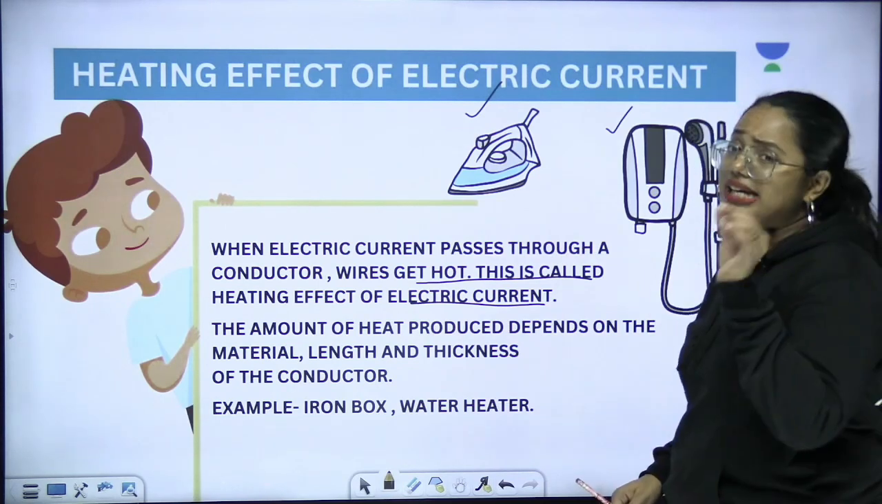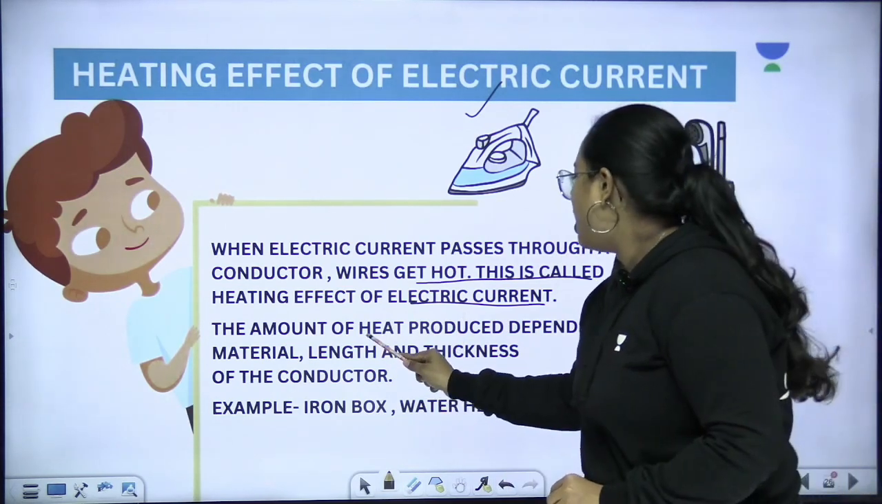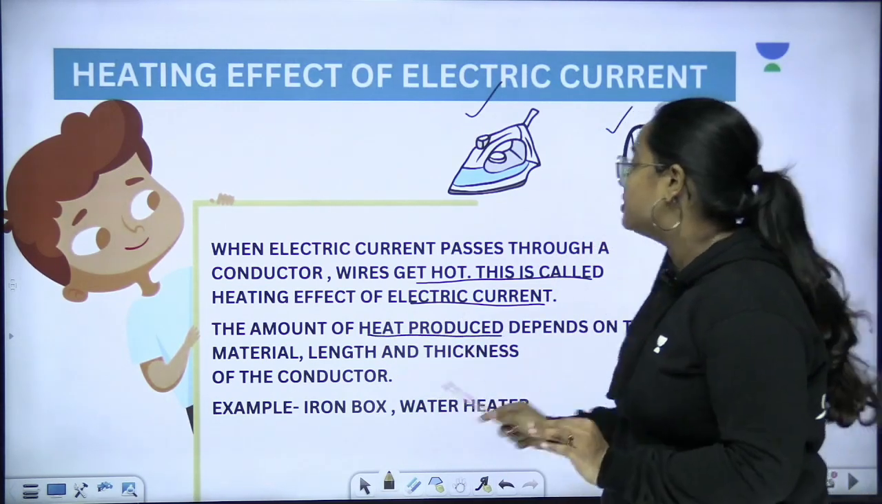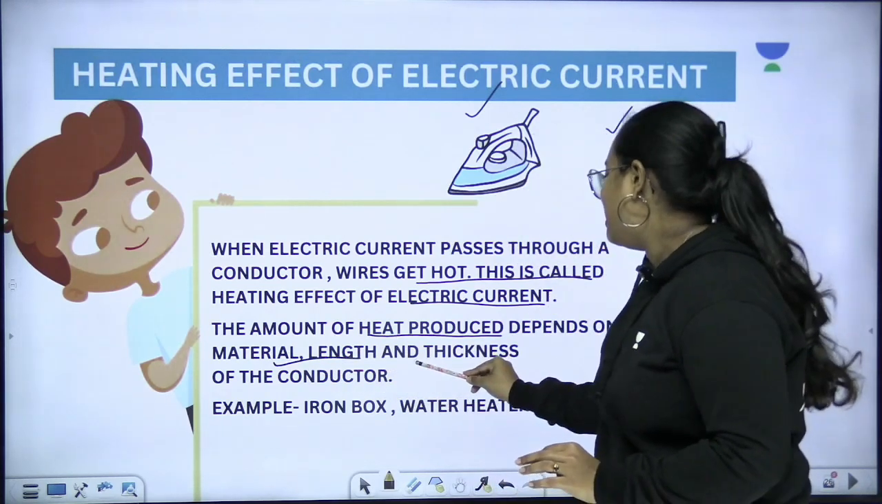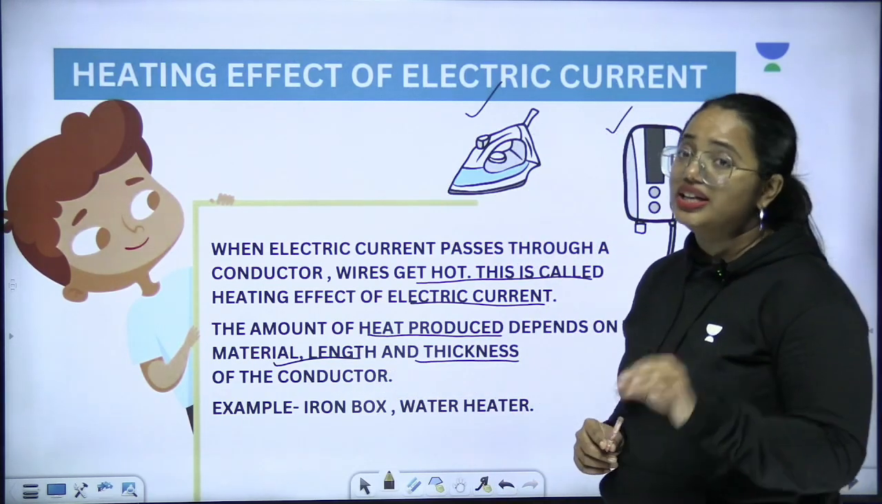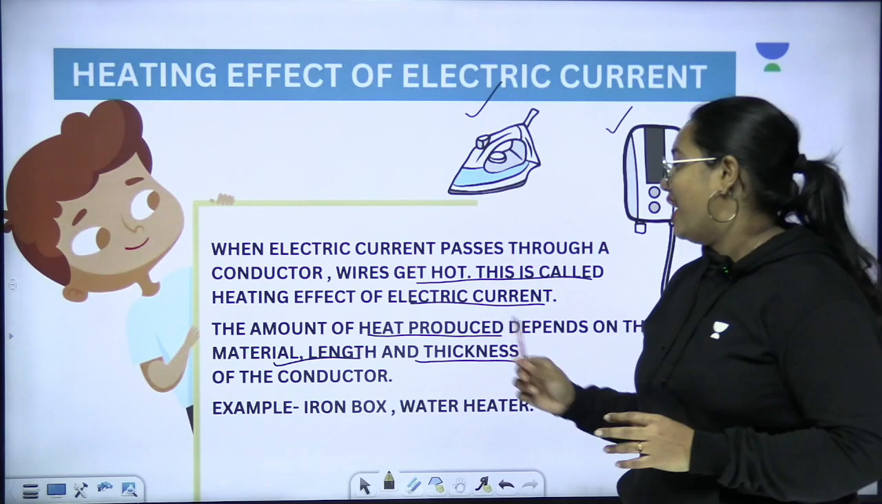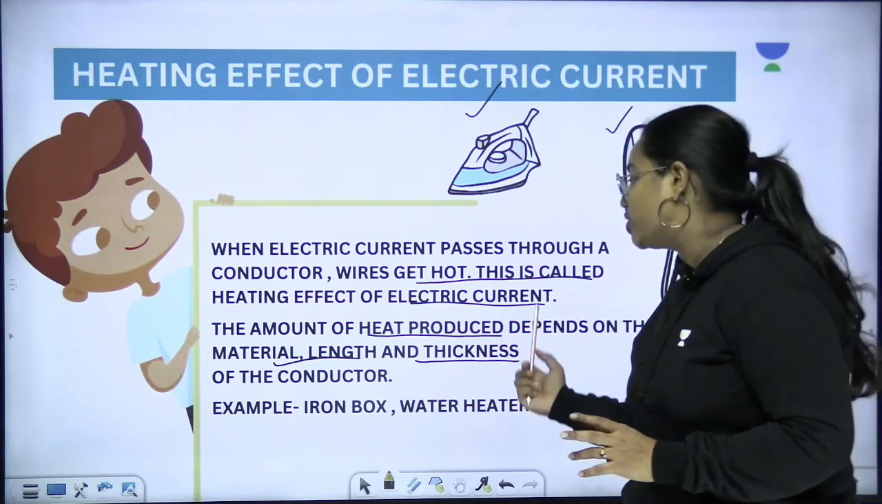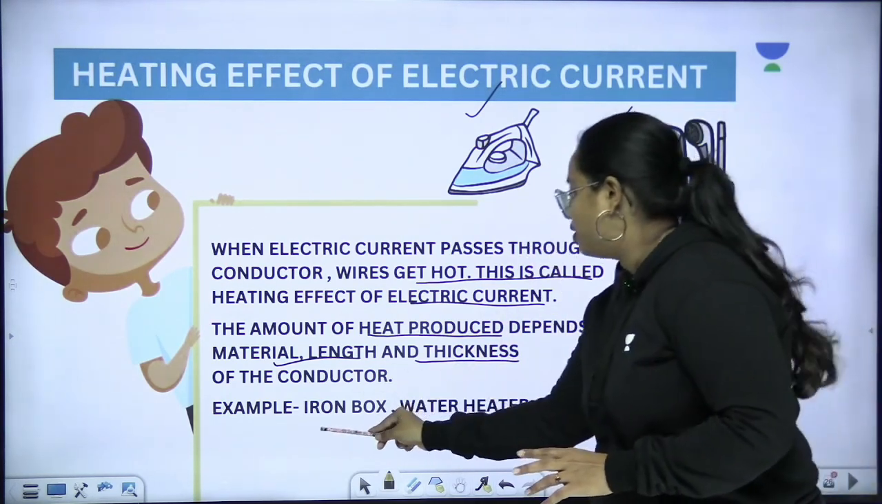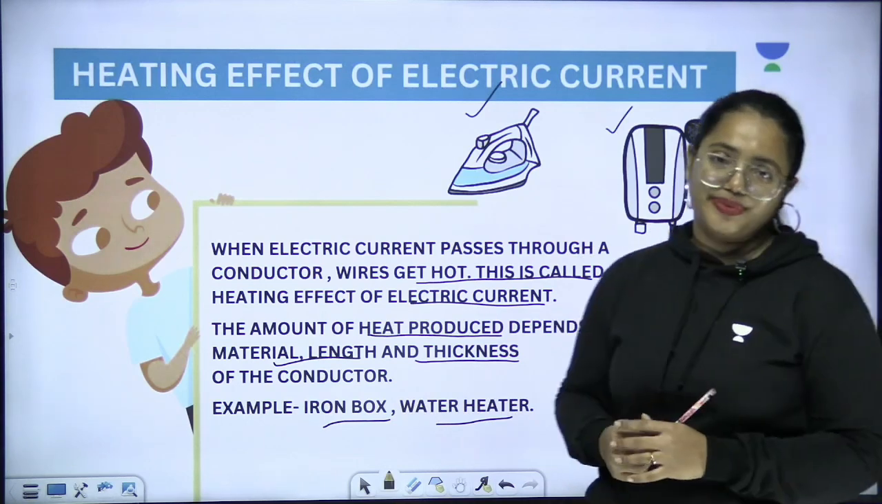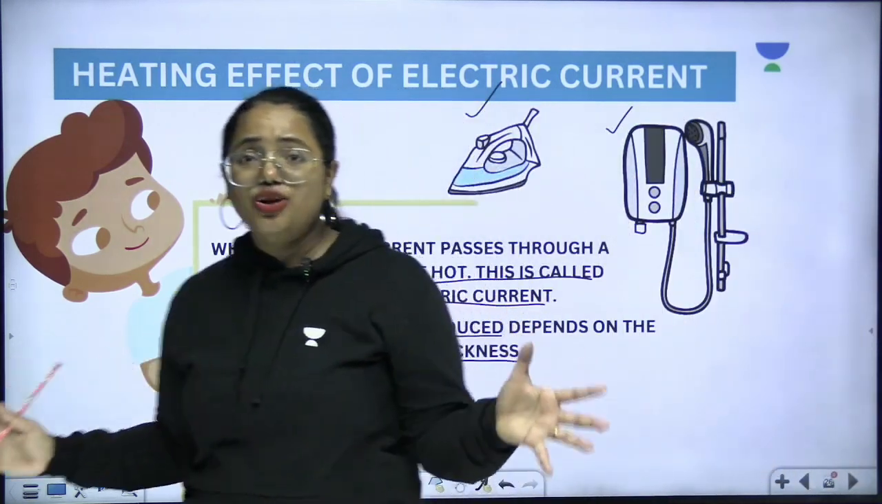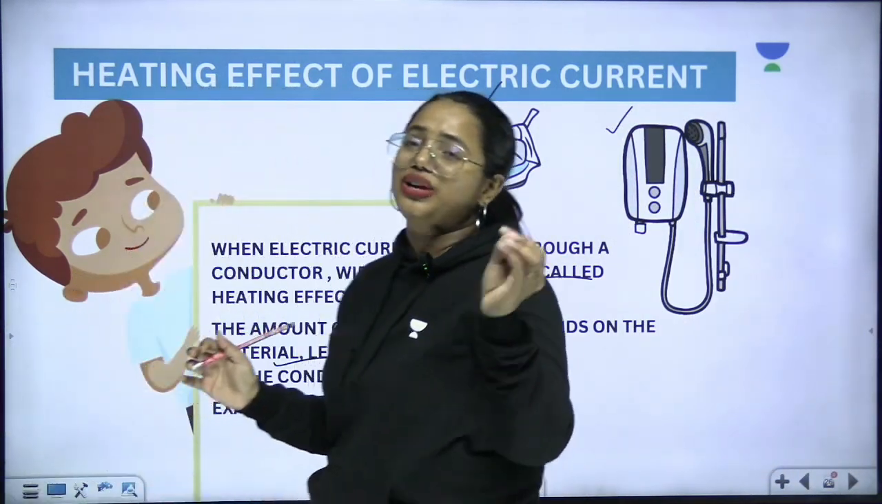But what about the heat produced? The amount of heat produced depends on the material, length and thickness of the conductor. This is a very, very important point. And that is the reason we use this particular effect in the iron box and water heater. I hope you are clear. Any doubts? If you have any kind of doubts, please do let me know.